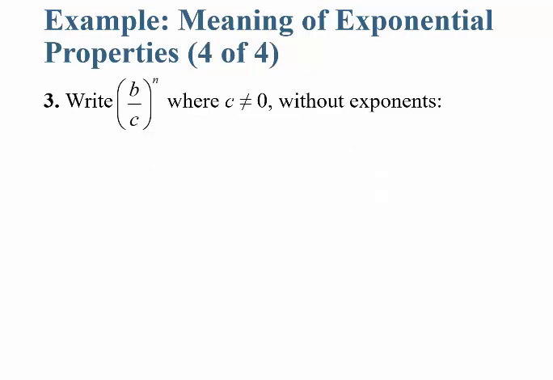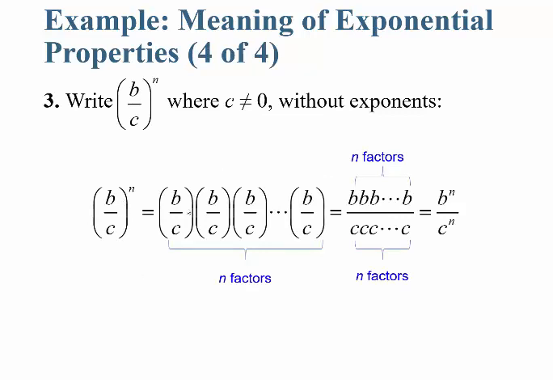Here, same thing. Expand this out. b divided by c to the nth power is b divided by c, n times. Well, we know that when you multiply fractions, you multiply across. So it's b times itself n times. And then in the denominator, it's the same thing, c times itself n times, which gets you b to the n divided by c to the n.